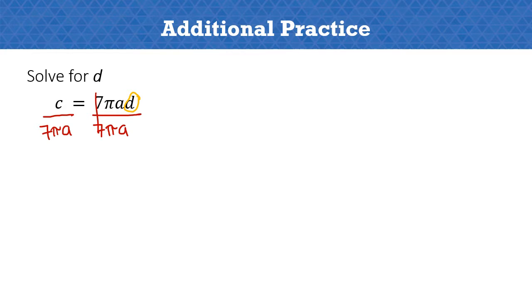Those 7's divide out, pi's divide out, a's divide out. So we're left with c over 7 pi a is equal to d. Or if we put the d on the left-hand side, d is equal to c over 7 pi a.